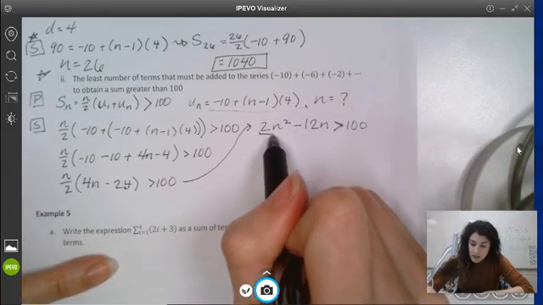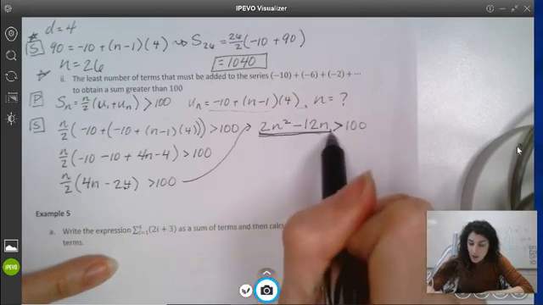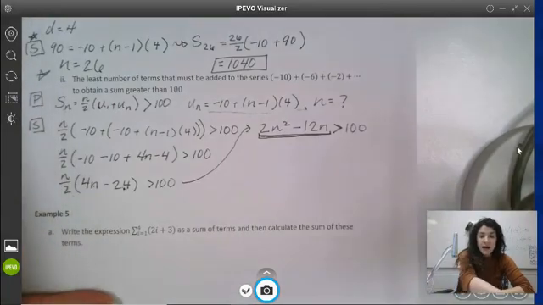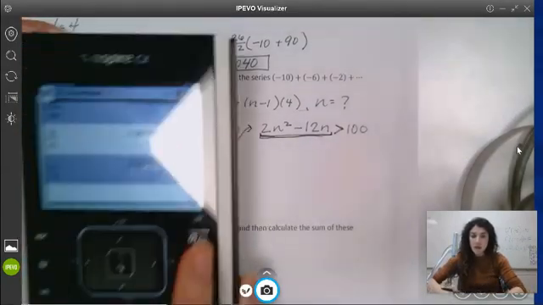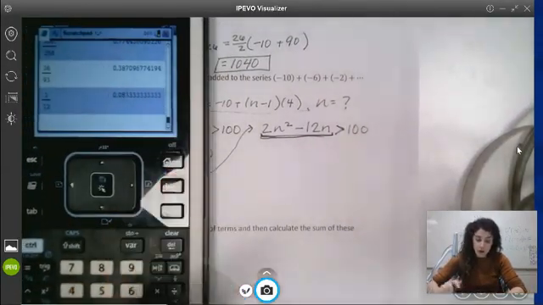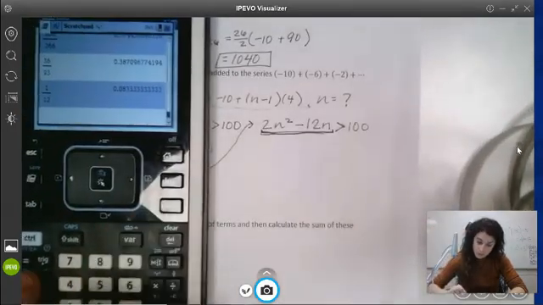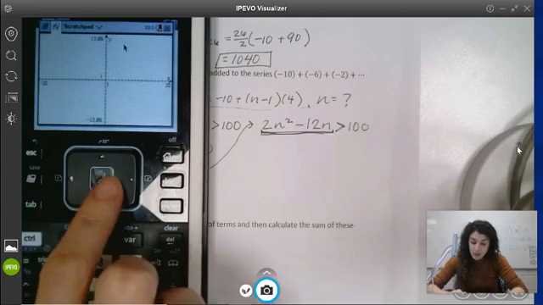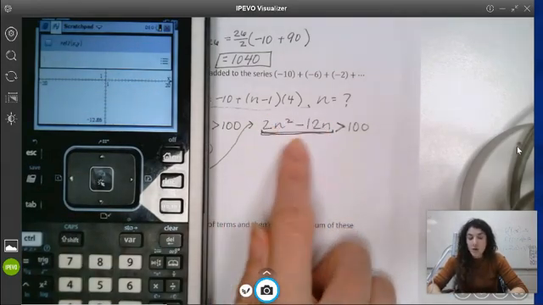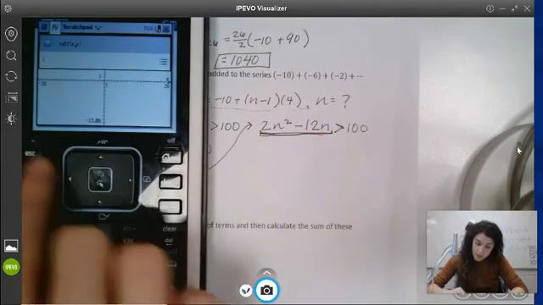So we want this equation to end up being greater than 100. And my thought is, I have no idea what to do besides just start plugging in numbers and solving. When you feel that way, take out your calculator and go to a graph. So when we go to a graph, I'm going to graph this equation that I want to figure out how to get to be greater than 100.